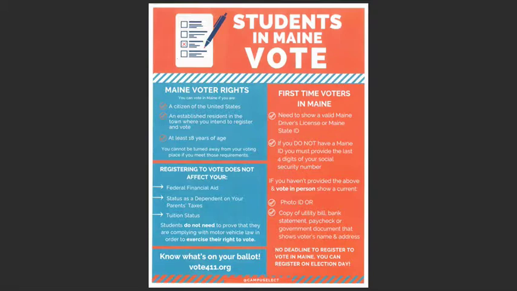Status as a dependent on your parents' taxes has nothing to do with where you register to vote, right? So your parents can still claim you as a dependent if you're registered to vote in the town where you're going to school. It is not a declaration of financial independence. It does not make you no longer eligible to be claimed as a dependent. It's simply the municipality in which you're going to be exercising your political voice.